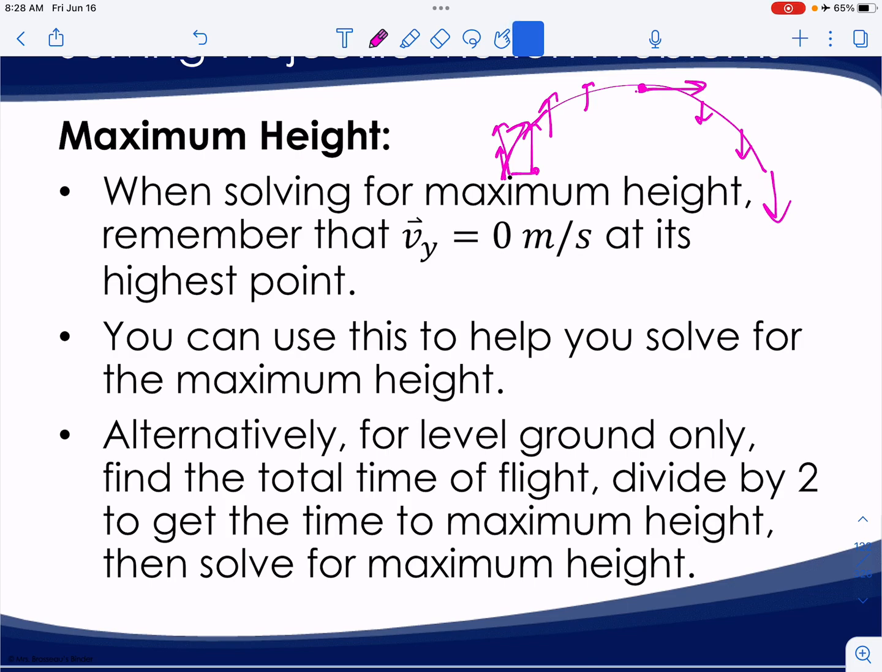Alternatively, for level ground only, for the total time of flight, divide by 2 to get the time to maximum height, then solve for the maximum height. The maximum height is going to occur halfway through the whole length of the projectile. So that's what this statement over here is talking about.